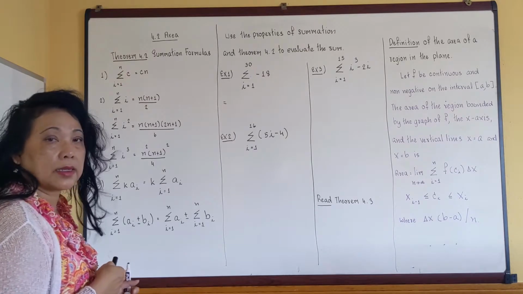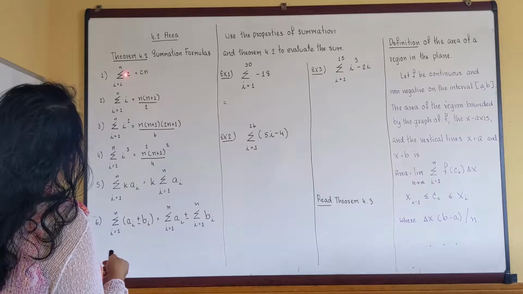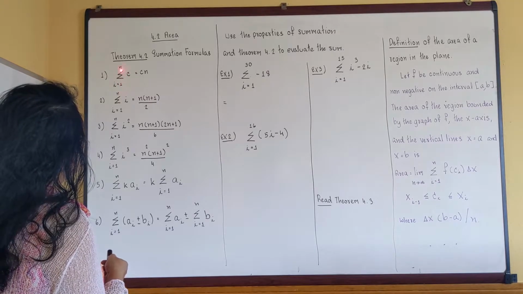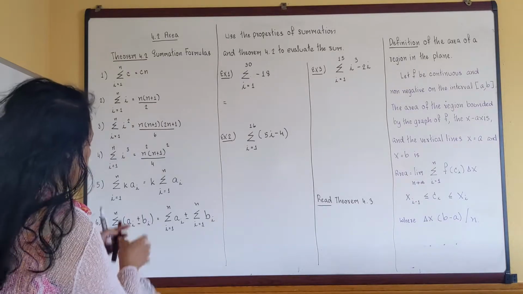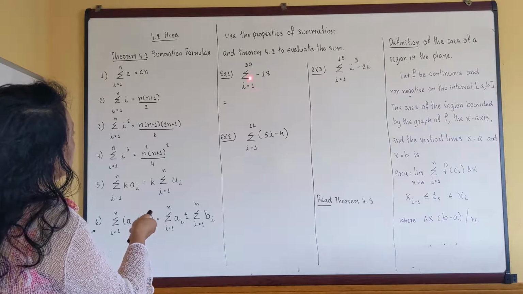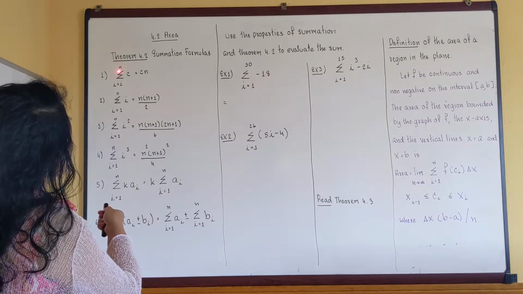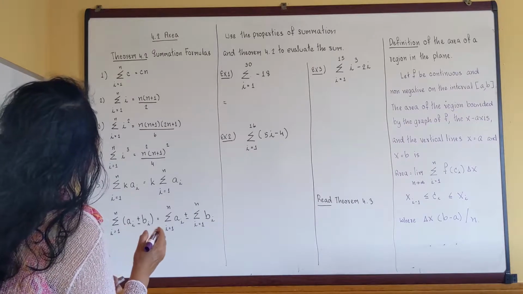C is a constant. So if you have the sum of some number from i equal to 1 to n, it's just C times n. Look at the first example. I have sigma, i from 1 to 30, of negative 18. Think of C here as negative 18, so I'm going to apply that formula.